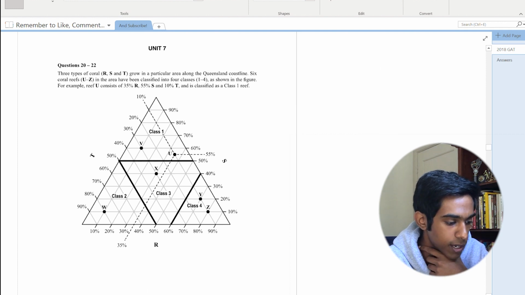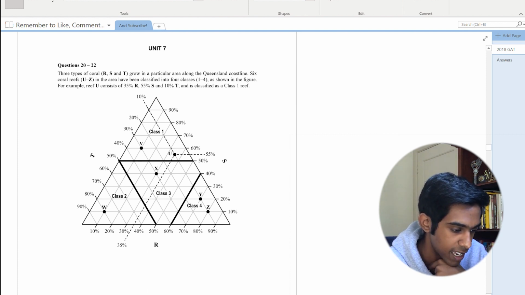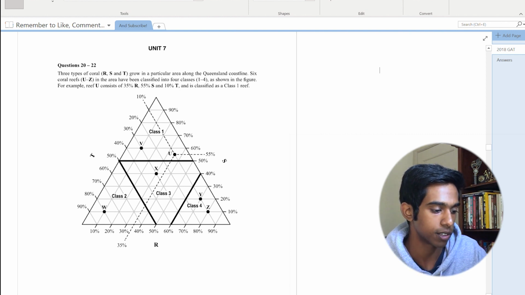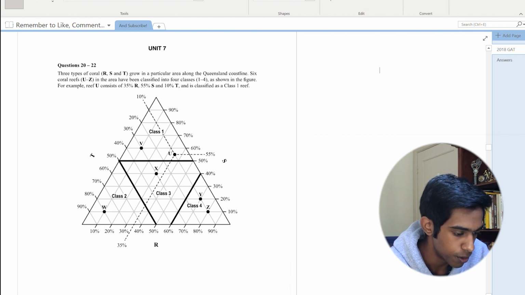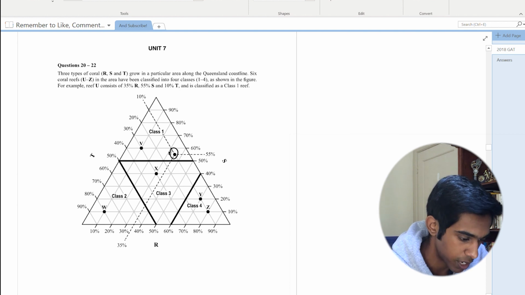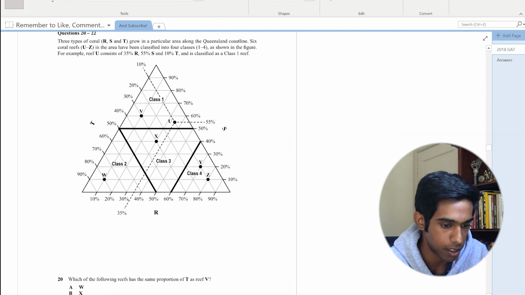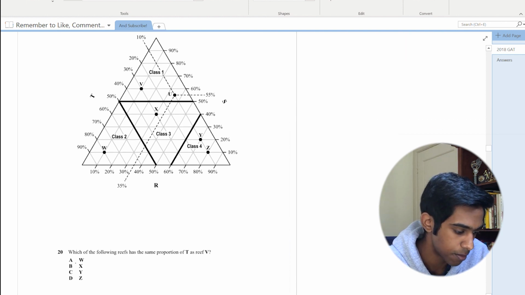So questions 20 to 22, 3 types of coral, R, S, and T, grow in a particular area along the Queensland coastline. 6 coral reefs, U to Z, in the area have been classified into 4 classes as shown in the figure. For example, reef U contains 35% R, 55% S, and 10% T. Okay, so this is how we have to look at it. All right, so I think the first thing I do is make sense of the diagram.